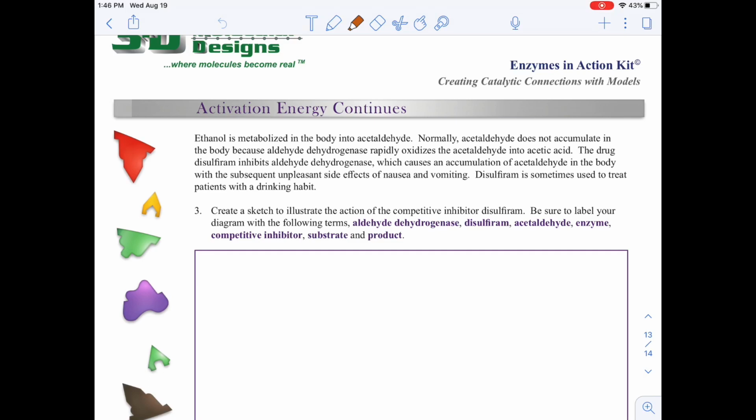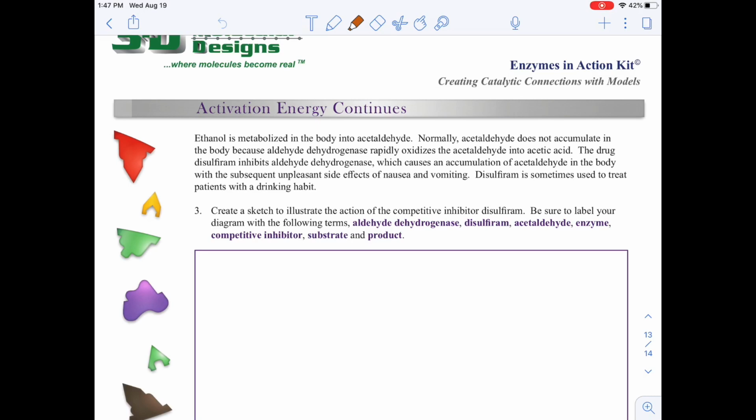I'm sorry. Okay, ethanol is metabolized in the body into acetaldehyde. Normally, acetaldehyde does not accumulate in the body because aldehyde dehydrogenase rapidly oxidizes the acetaldehyde into acetic acid. The drug disulfiram inhibits aldehyde dehydrogenase, which causes an accumulation of acetaldehyde in the body with the subsequent unpleasant side effects of nausea and vomiting. Disulfiram is sometimes used to treat patients with a drinking habit. Okay, so it wants you to sketch the action of the competitive inhibitor disulfiram.